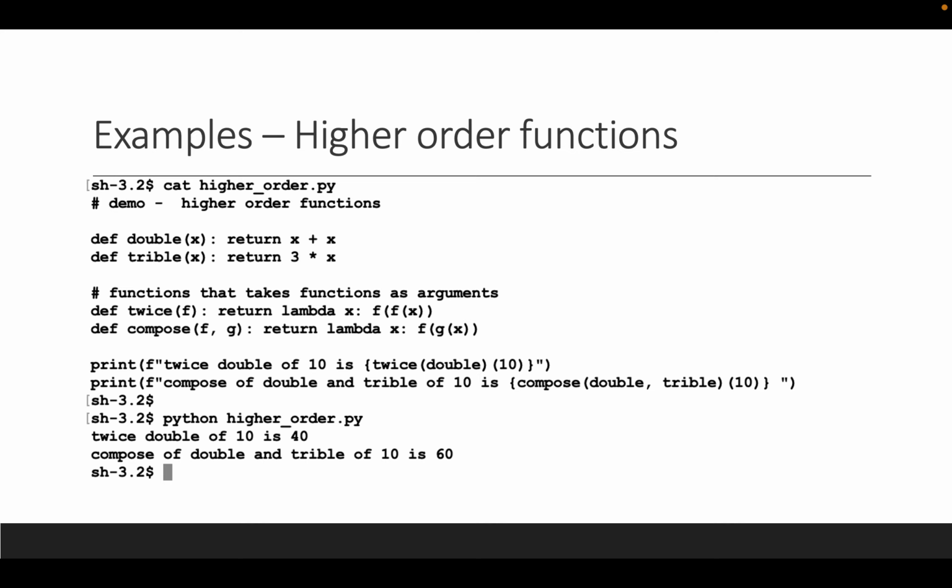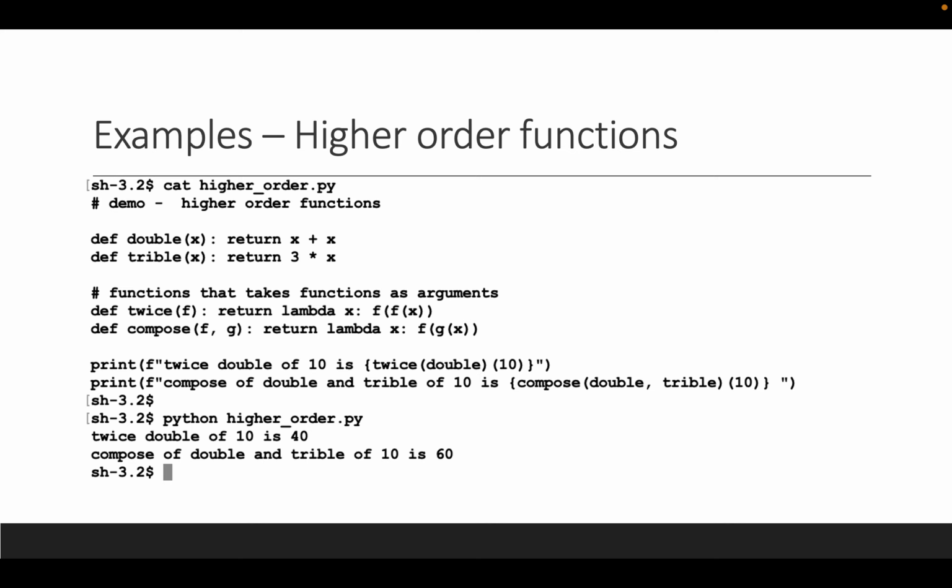Now the example is shown here. First we use the double function. We pass the double function to twice, and to the returned function we pass 10. So double twice means the double is applied 4 times here. When we pass 10 as a parameter to the higher order function, we get 40.